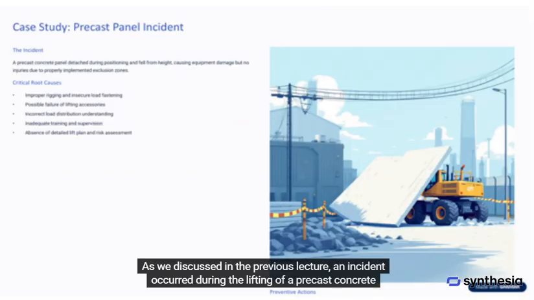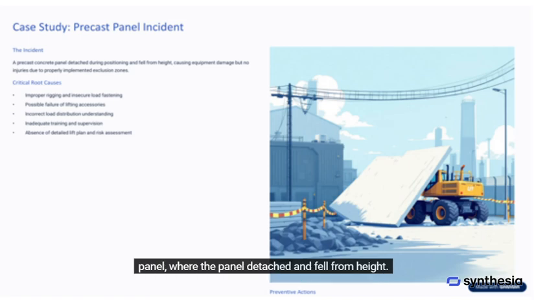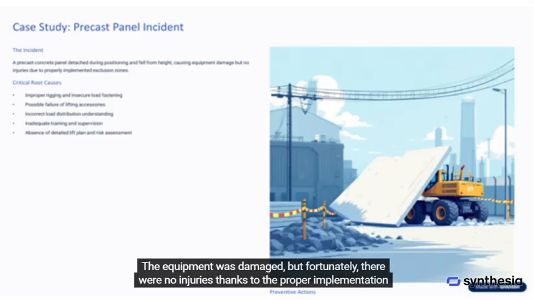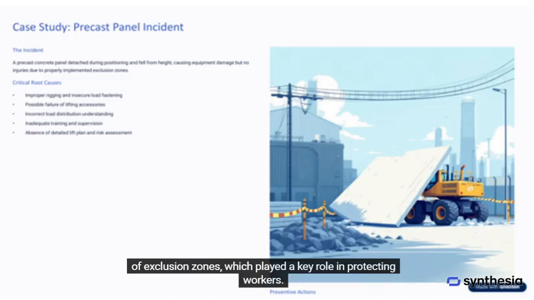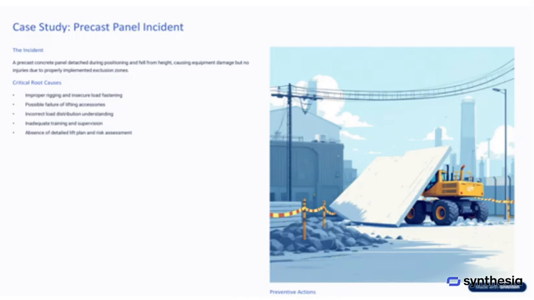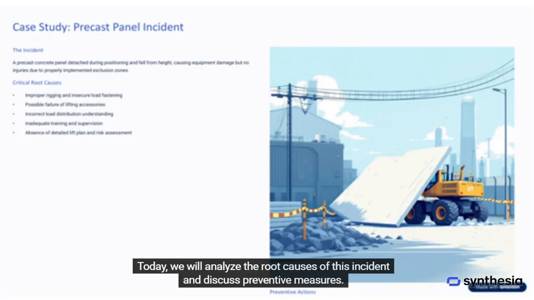As we discussed in the previous lecture, an incident occurred during the lifting of a precast concrete panel where the panel detached and fell from height. The equipment was damaged, but fortunately, there were no injuries thanks to the proper implementation of exclusion zones, which played a key role in protecting workers. Today, we will analyze the root causes of this incident and discuss preventive measures.